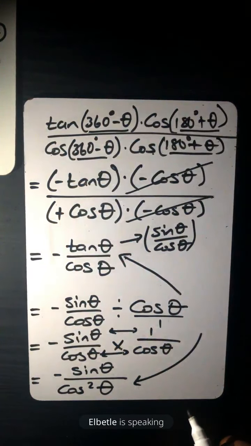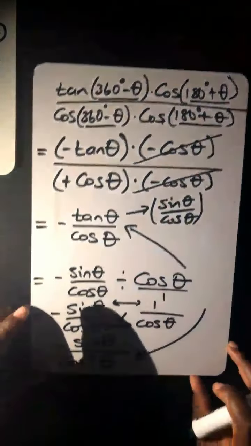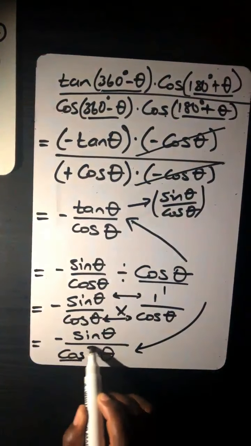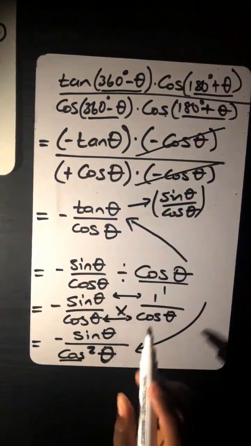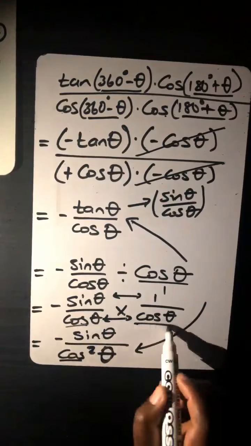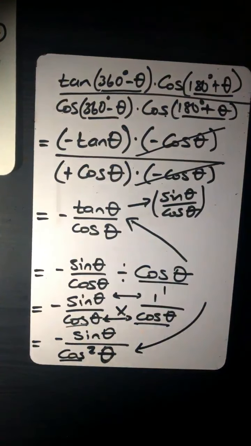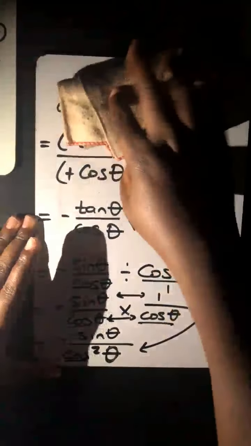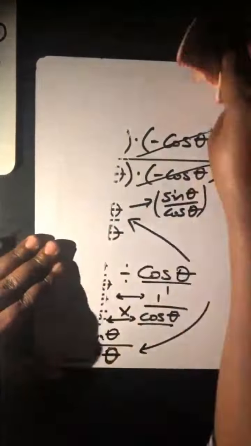We can't see the bottom part. Let me do that. Are you now able to see the bottom part? Yes, sir. So it is cos squared x because it's cos times cos. Make sense, guys? Yes, sir.